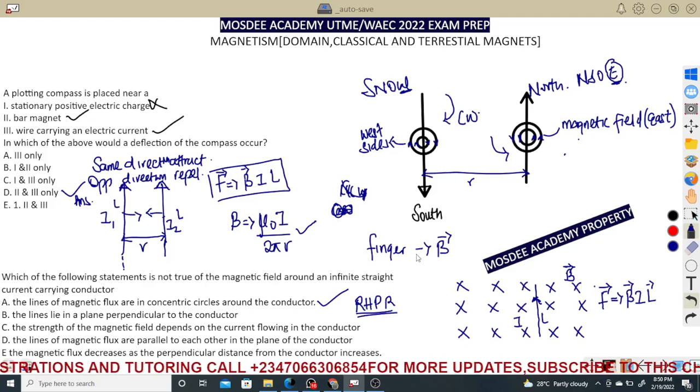So if you point your finger now, just as you see on my screen, point your finger directly to the field. I hope your fingers are placed there. That means your hand will be directly straight. So your four fingers are pointed directly to the magnetic field, to that screen.